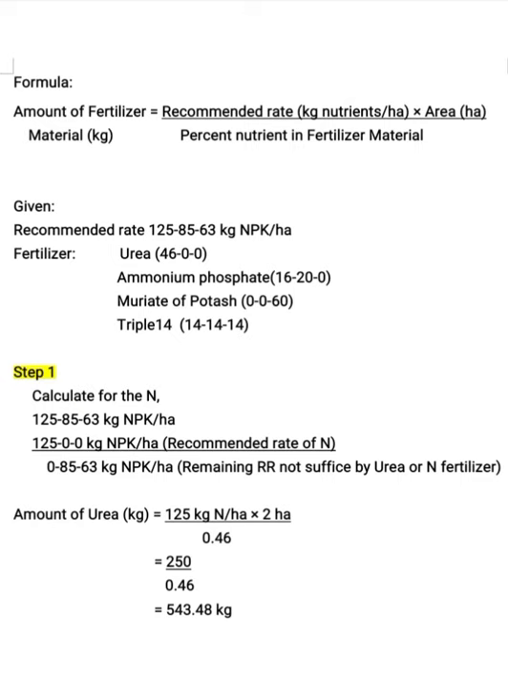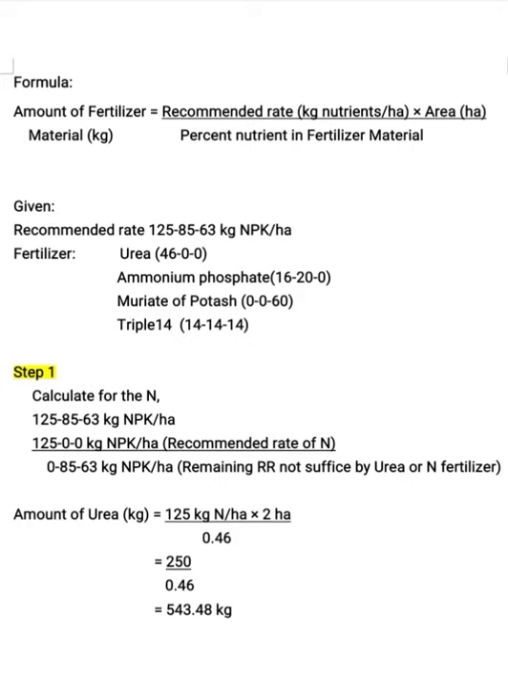To answer the question, how much will the farmer spend for those fertilizers that you recommended, I'm going to use this formula. Amount of fertilizer material in kilograms is equal to recommended rate in kilograms of nutrients per hectare times area in hectares divided by percent nutrients in fertilizer material. The given are the recommended rate, which is 125, 85, 63 kg NPK per hectare, to be applied in 2 hectares. To get that, I apply fertilizers to suffice the recommended rate.